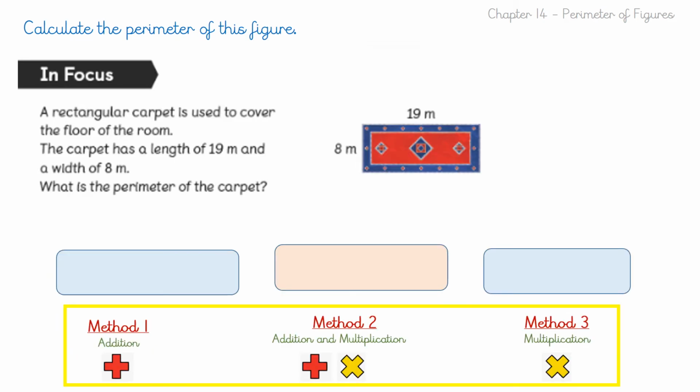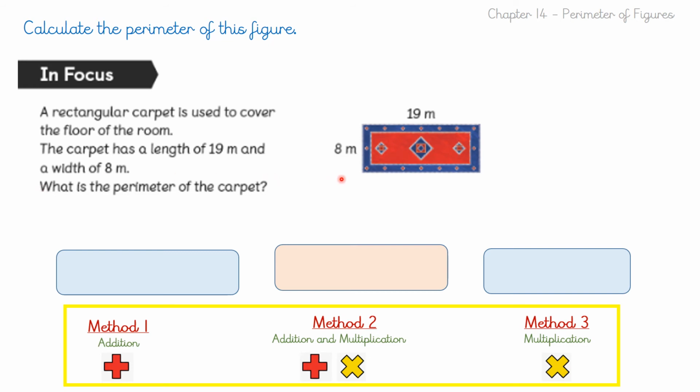Now we are going to calculate the perimeter of this figure. It says, a rectangular carpet is used to cover the floor of the room. The carpet has a length of 19 meters and a width of 9 meters. What is the perimeter of the carpet?